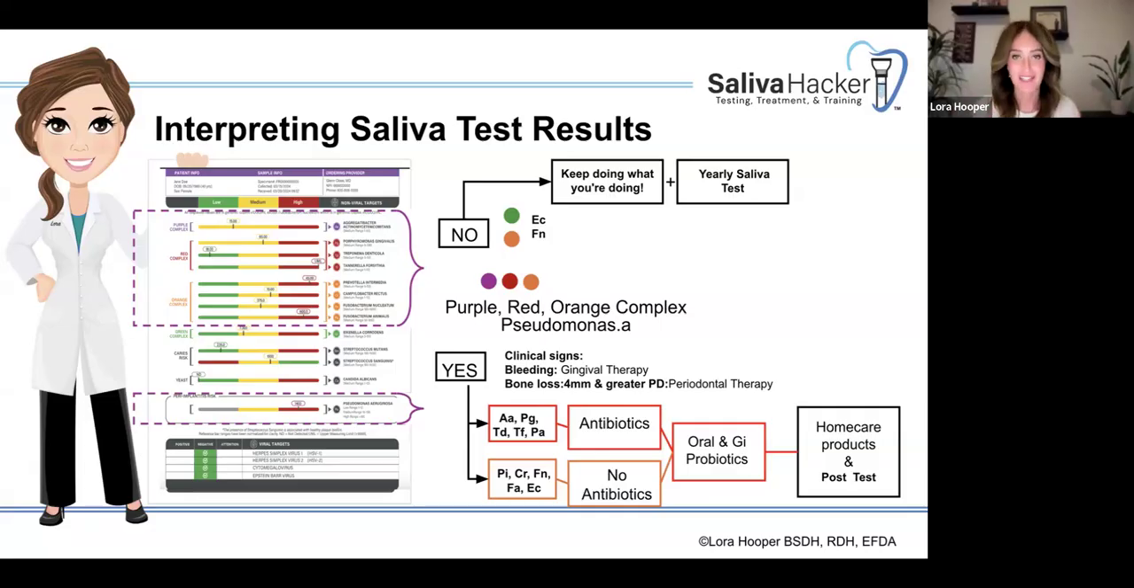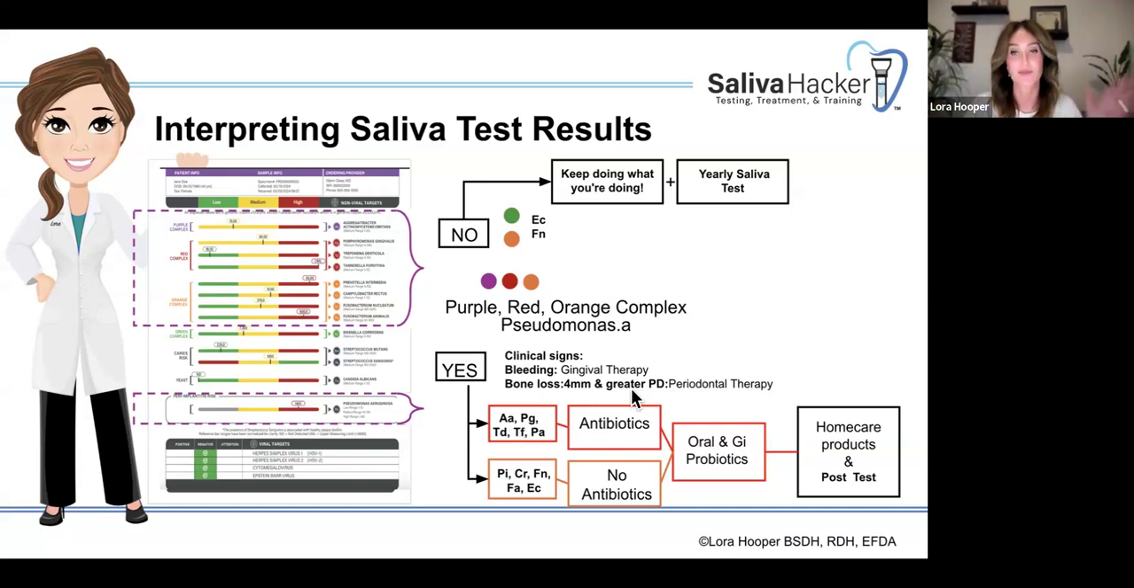But if I say yes, I do have the orange or the red and purple complex, I'm going to break them up and separate them into two categories. I'm going to put in the red box those high risk, the AA, PG, TD, TF, and even our Pseudomonas. And then I'm going to put these lower risks, the PI, the CR, FN, FA, and EC, those orange complex, into that separate box. And so I really define that.